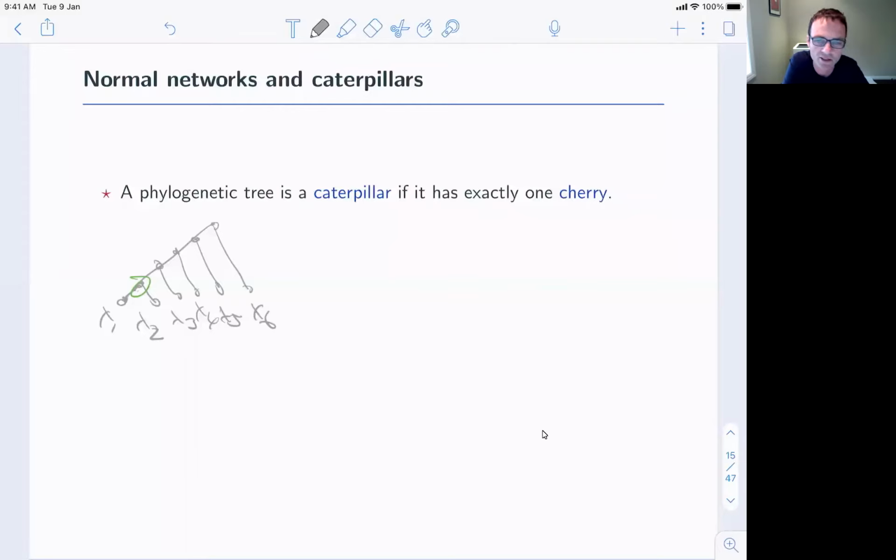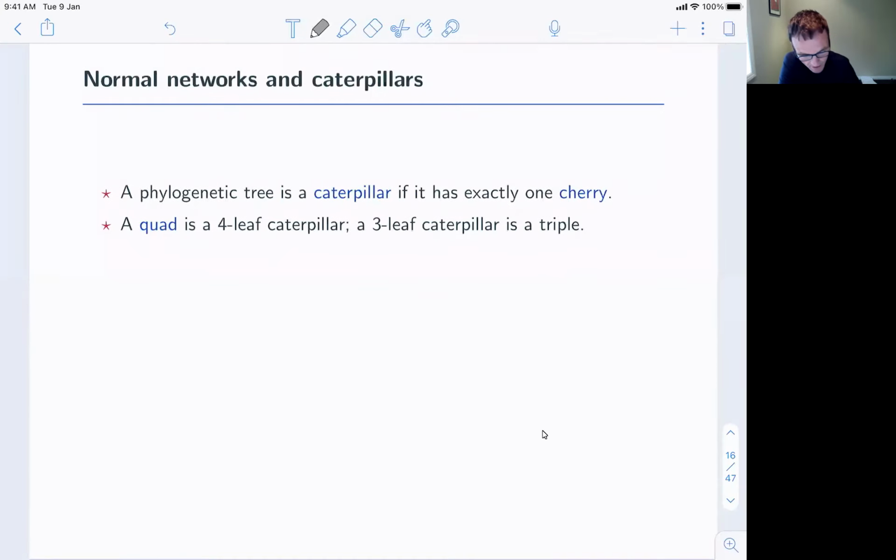Another way to define caterpillars, there's a path from the root to a leaf that passes through all the non-leaf vertices. Okay, there's another characterization of a caterpillar. So a quad is a four-leaf caterpillar. I'm going to call that a quad. And a three-leaf caterpillar is what we've seen before, a triple. So there are four-leaf caterpillars and three-leaf caterpillars.